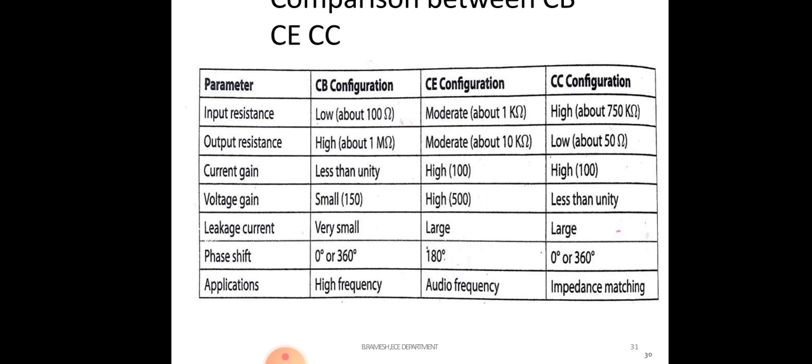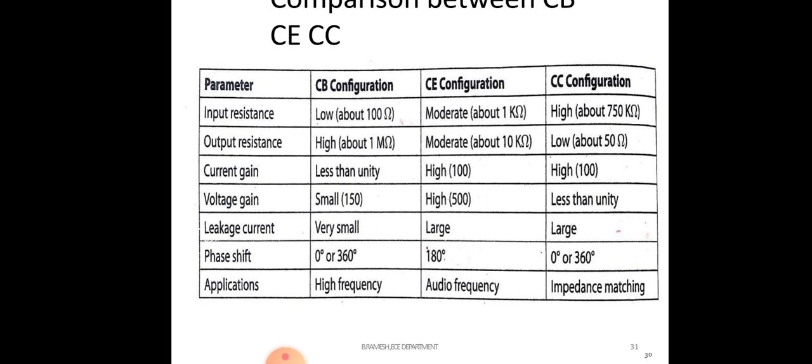The phase shift is zero in common base and common collector, and 180 degrees in the common emitter configuration, because VCE is equal to VCC minus IC times RC. When the IB current increases, the IC current increases, so the VC voltage decreases. That is why there is a 180 degree phase shift between input and output in the common emitter configuration. In the common base and common collector cases, the factors are the same: in common base the current is the same, and in common collector the voltage is the same. That's why there is no phase shift in both configurations.